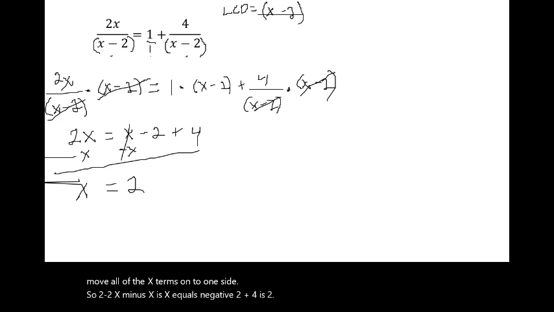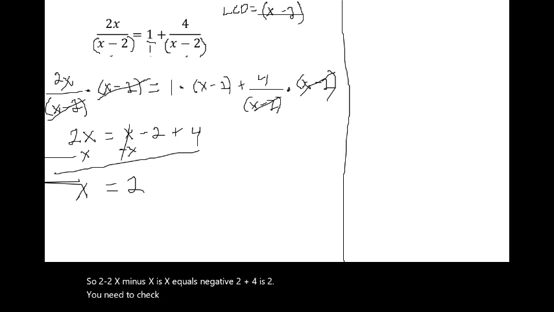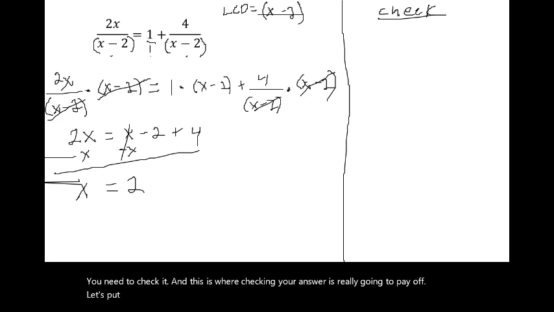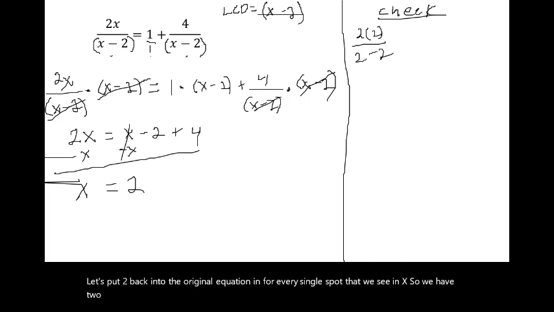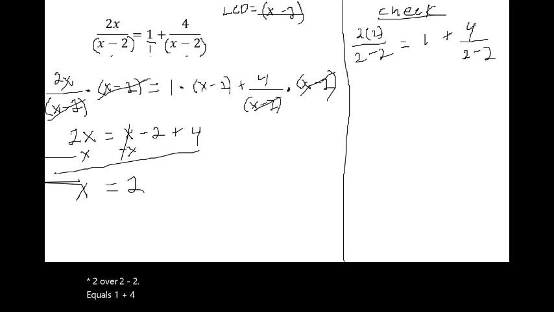Now before we call it good, you need to check it. And this is where checking your answer is really going to pay off. Let's plug 2 back into the original equation in for every single spot that we see an x. So we have 2 times 2 over 2 minus 2 equals 1 plus 4 over 2 minus 2. 2 times 2 is 4, 2 minus 2 is 0, equals 1 plus 4 over 0, and we're going to stop right here.